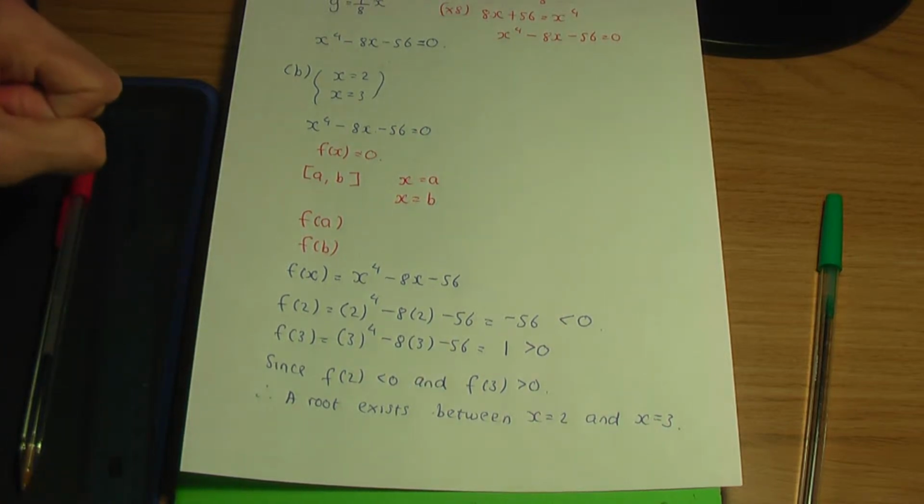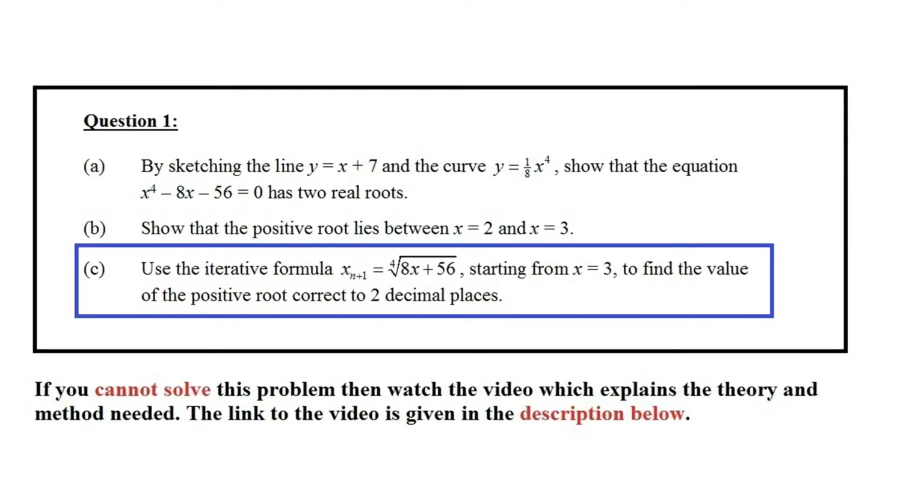So we have another part to do for part C. Part C is to use the iterative formula. So the formula given is x n plus 1 is equal to a fourth root of 8x plus 56, and we need to start from x equals 3 in order to find the value of the positive root correct to 2 decimal places. So let's see how this is done. Let's get back to the paper and pen.